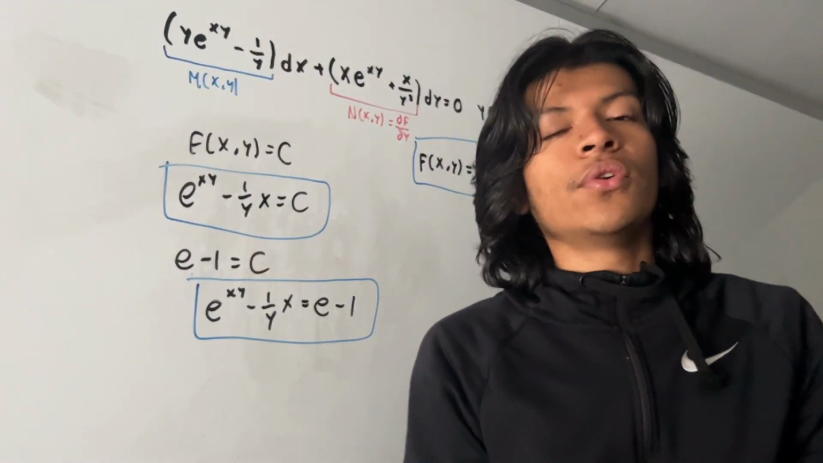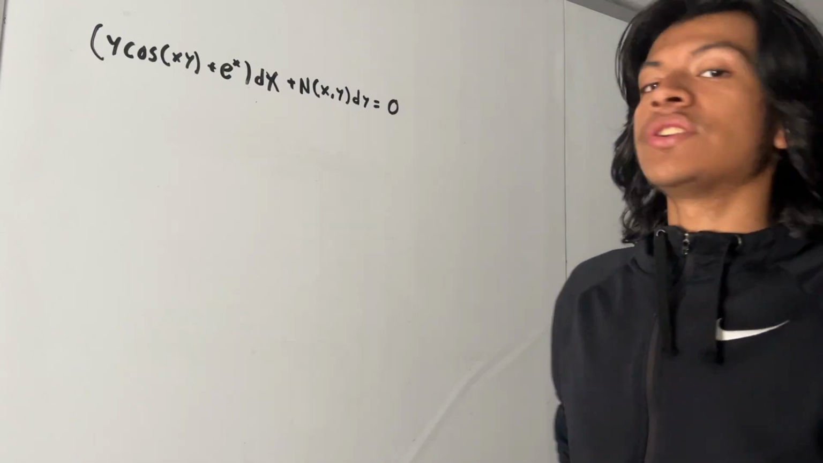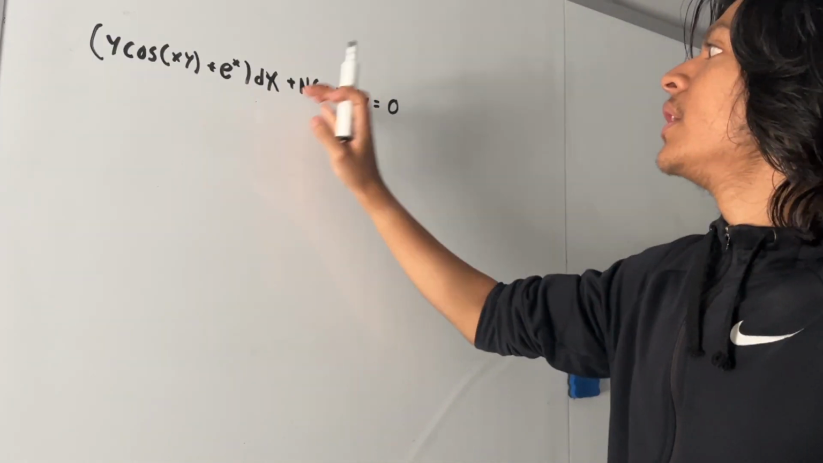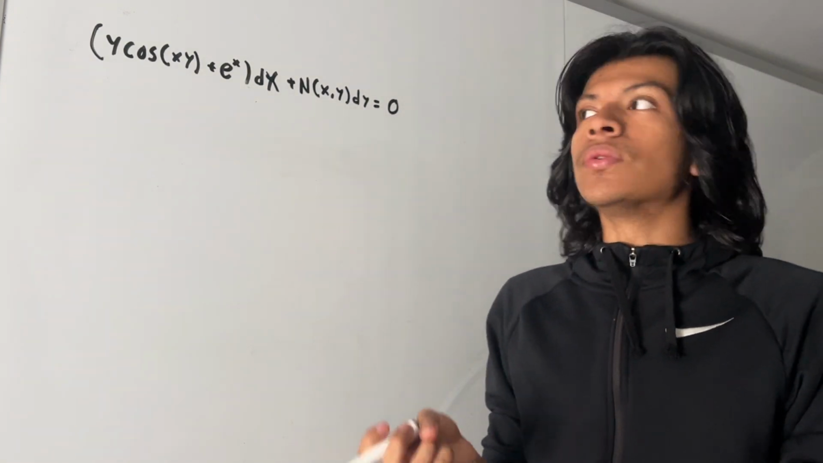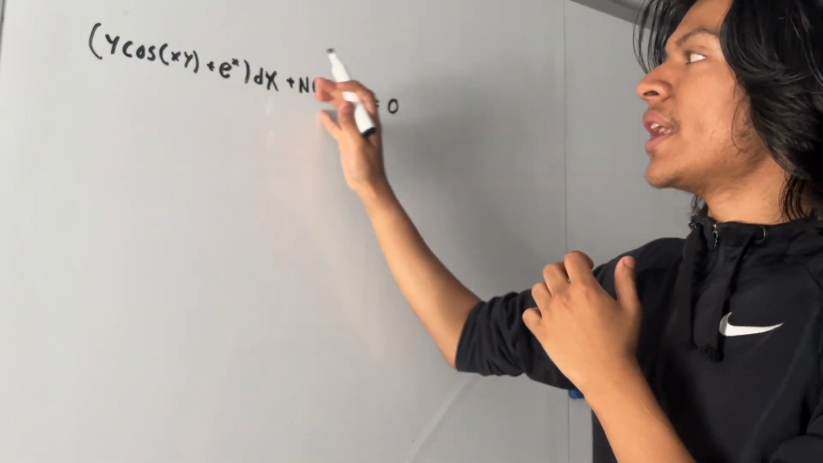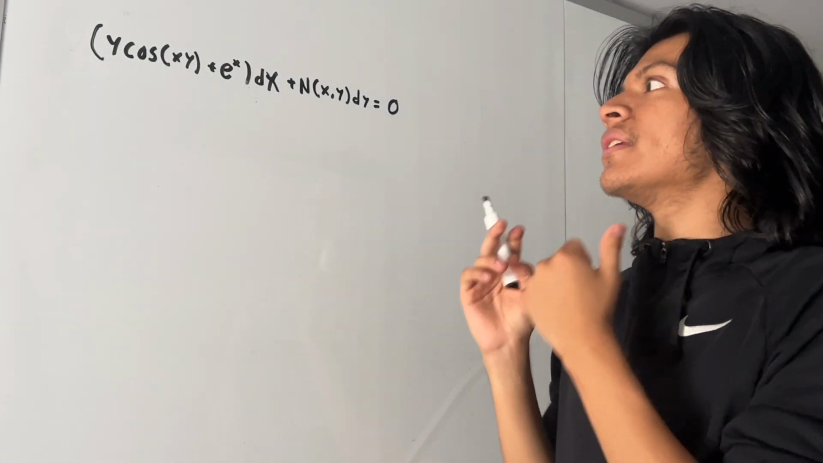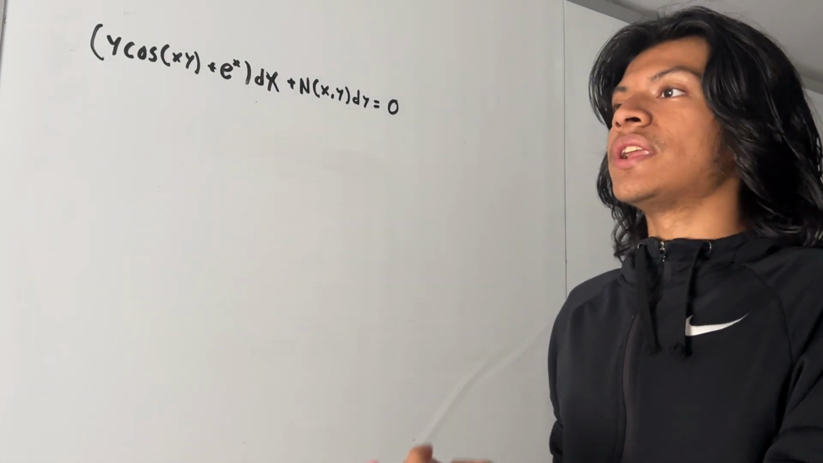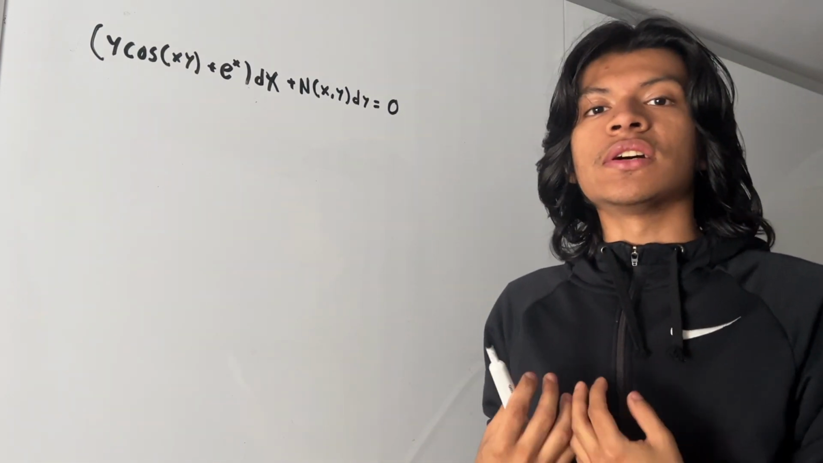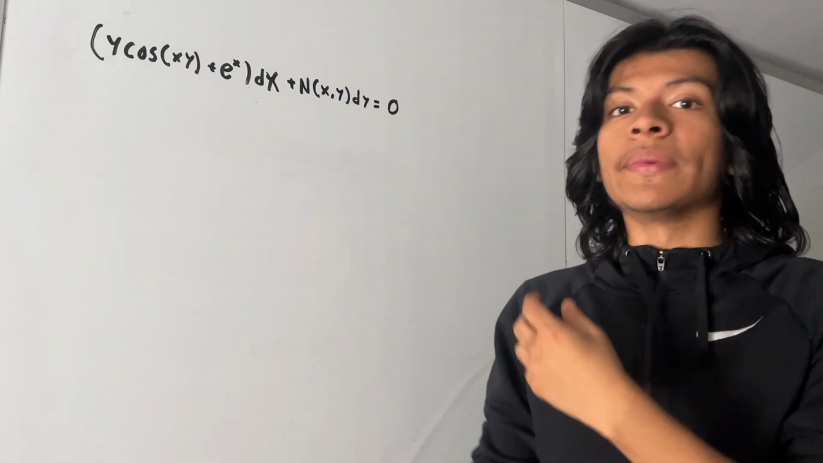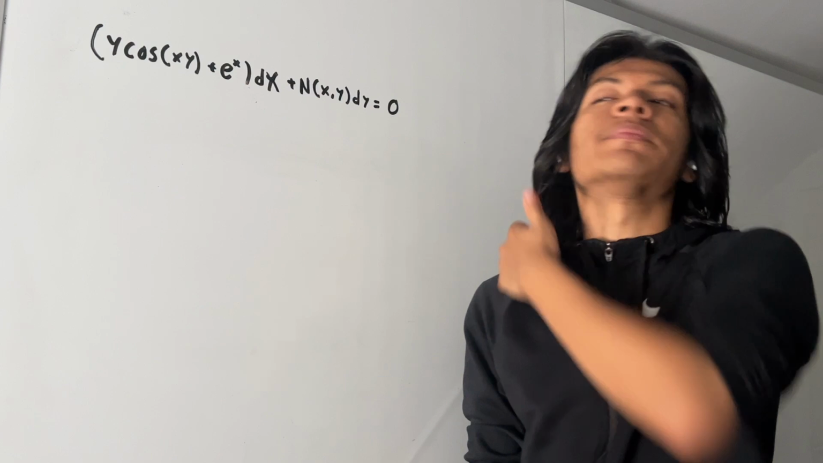One more example. Okay, so now we have this differential equation. However, here we have N of x, y, and pretty much what we're going to do is solve for N of x, y that will make this differential equation exact and have a solution, and be able for us to obtain a solution using the methods that we've already used. So let's just get right into it.